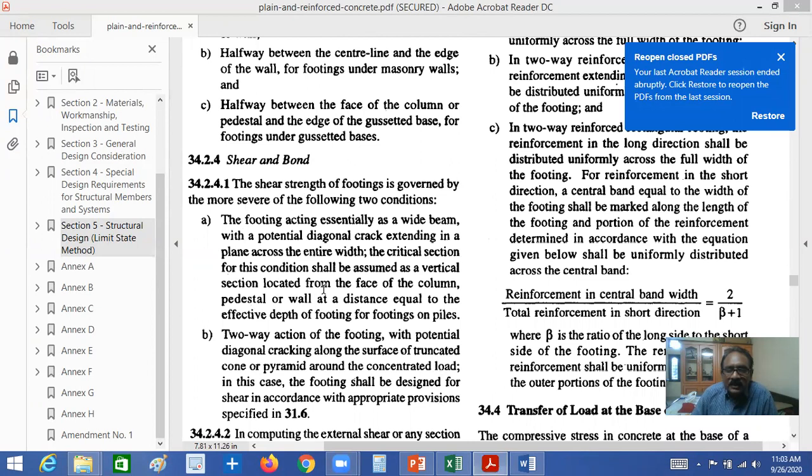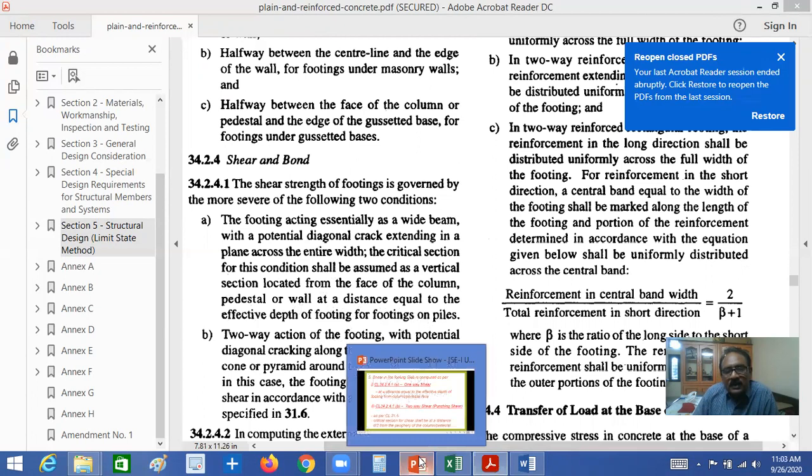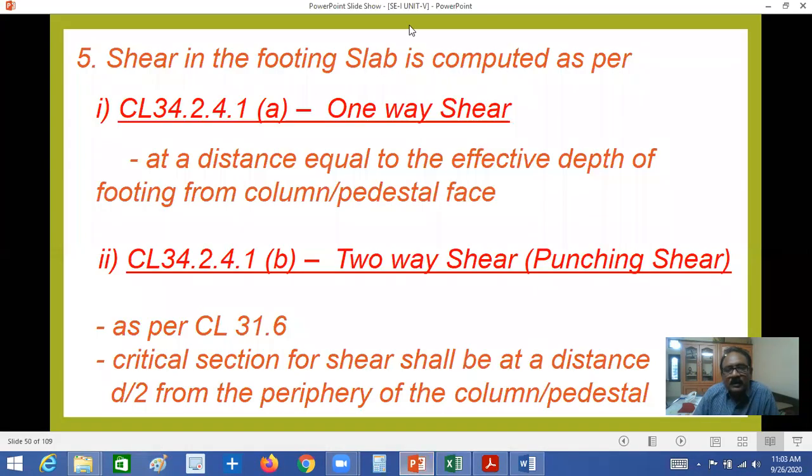The critical section for this condition shall be assumed as a vertical section located from the face of the column, pedestal, or wall at a distance equal to the effective depth of the footing, on piles or anything, right? See here, I want to explain what that is. I will explain here with figures.